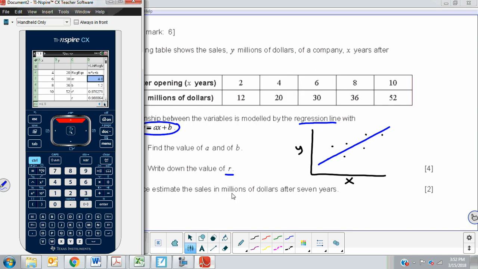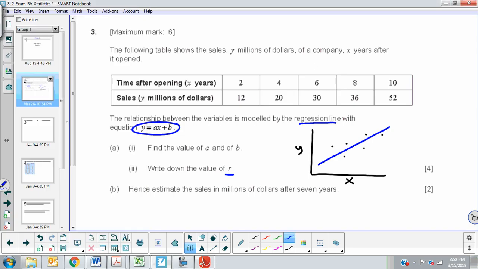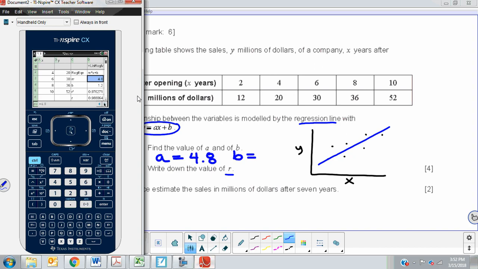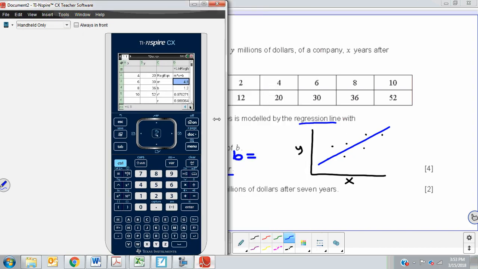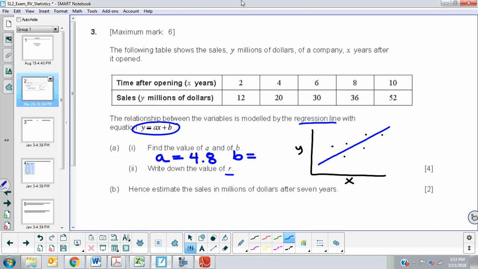So I will leave this open. So the value of A and B, go back to our exam question. The A is like our M, because it was the slope, and the B value, I've already forgotten what it was. I have to go back to the calculator screen. Looks like it is 1.2. Okay, so A is 4.8 and B is 1.2.